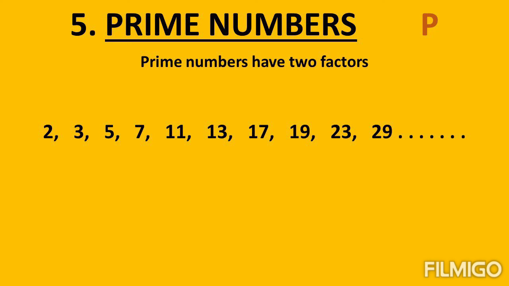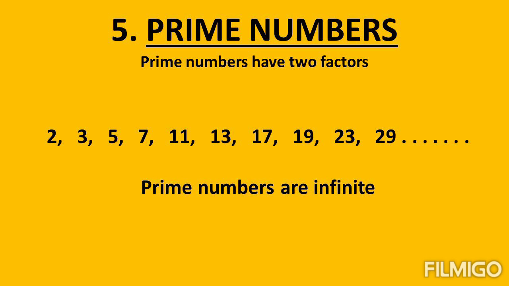Please keep in mind that all odd numbers are not prime numbers. Similarly, the only even number which is a prime number is 2. And lastly, please remember, we've already discussed this, prime numbers are infinite, which means they never end.